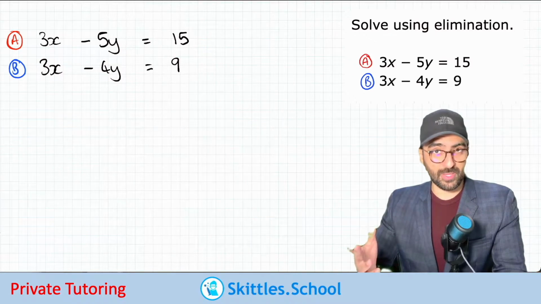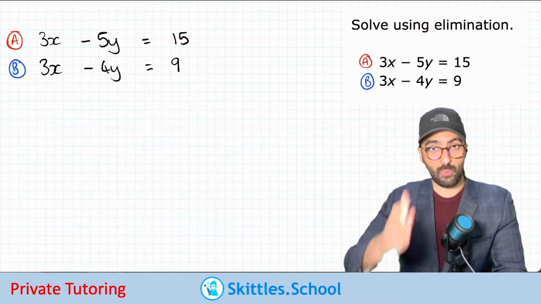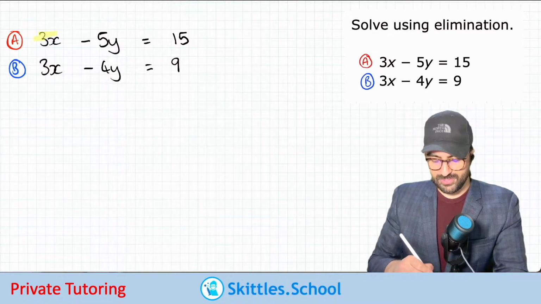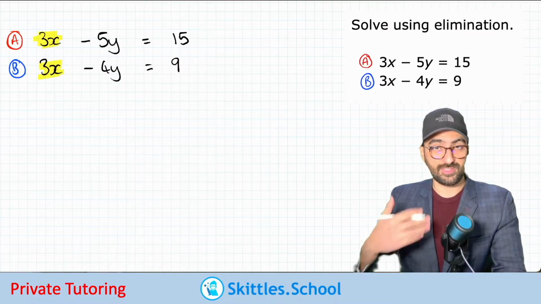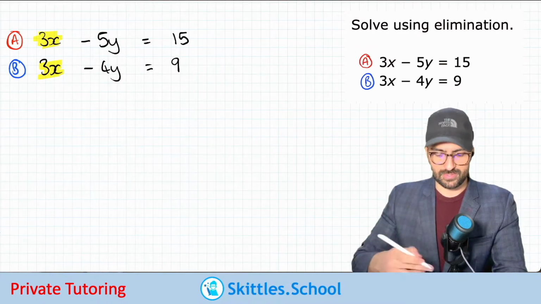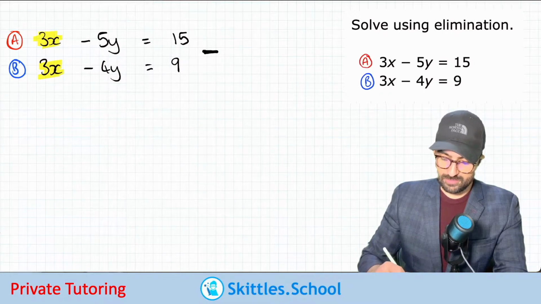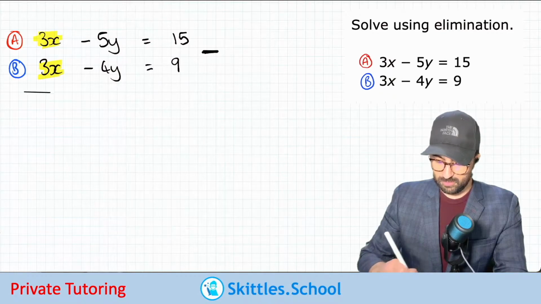Now we know it's elimination method, which means we have to either eliminate the x's or the y's. In this case, if you look at the x's, they're both the same. If we were to subtract them, 3x, take away 3x, we'd be left with 0x. That would eliminate the x's. So if I subtract both of these, and we're going to subtract all of it, because that's what we have to do.